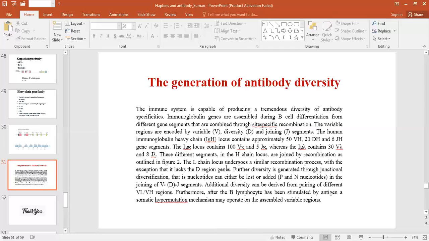So furthermore, after the B lymphocytes have been stimulated by antigen, a somatic hypermutation mechanism may operate on the assembled variable regions.